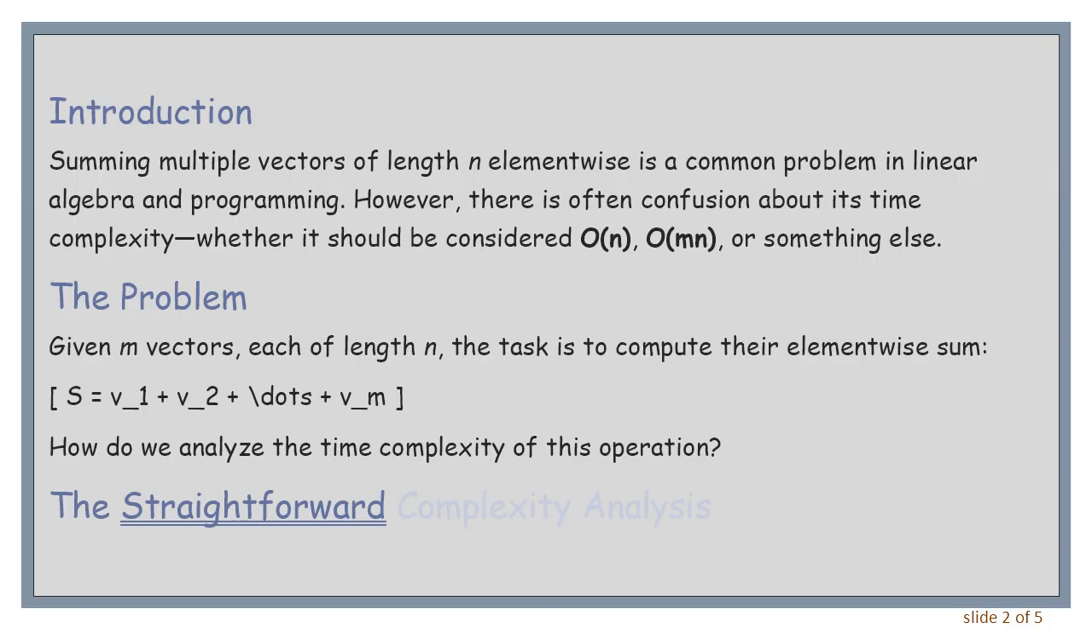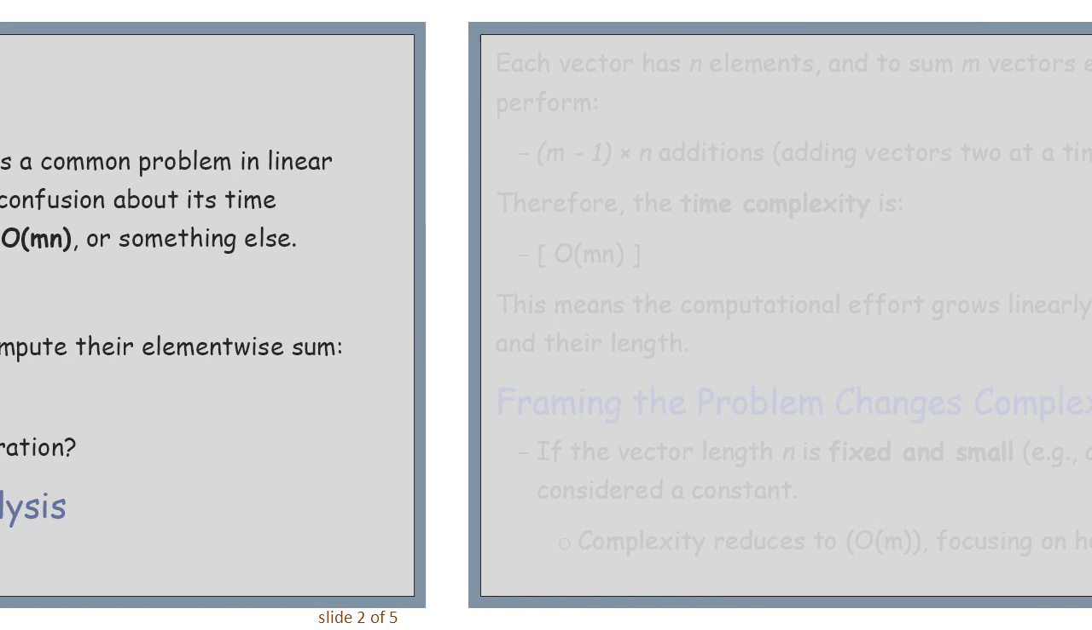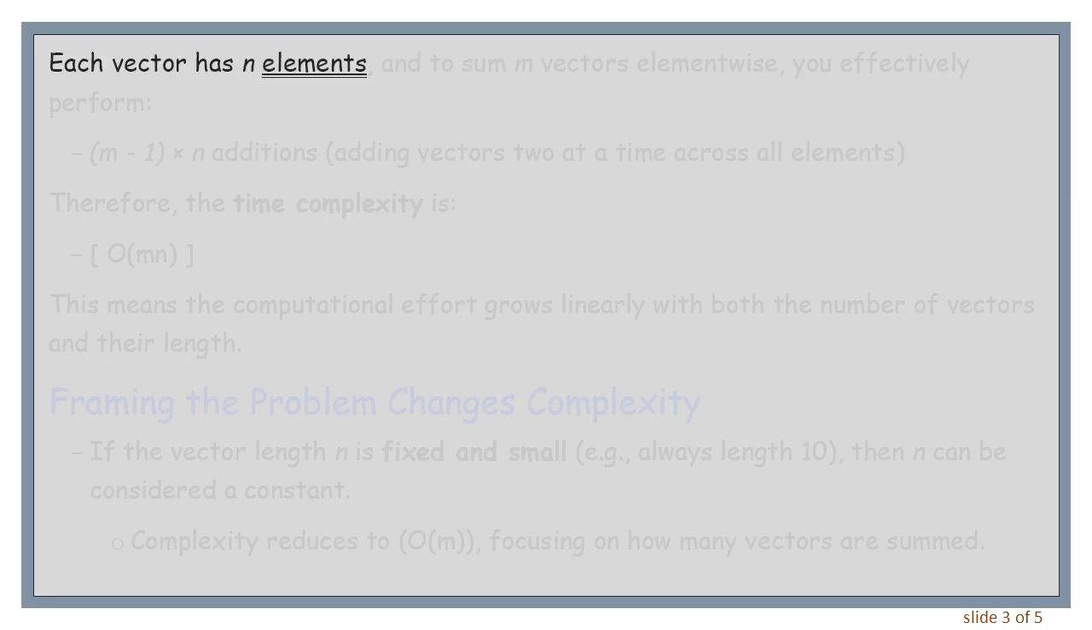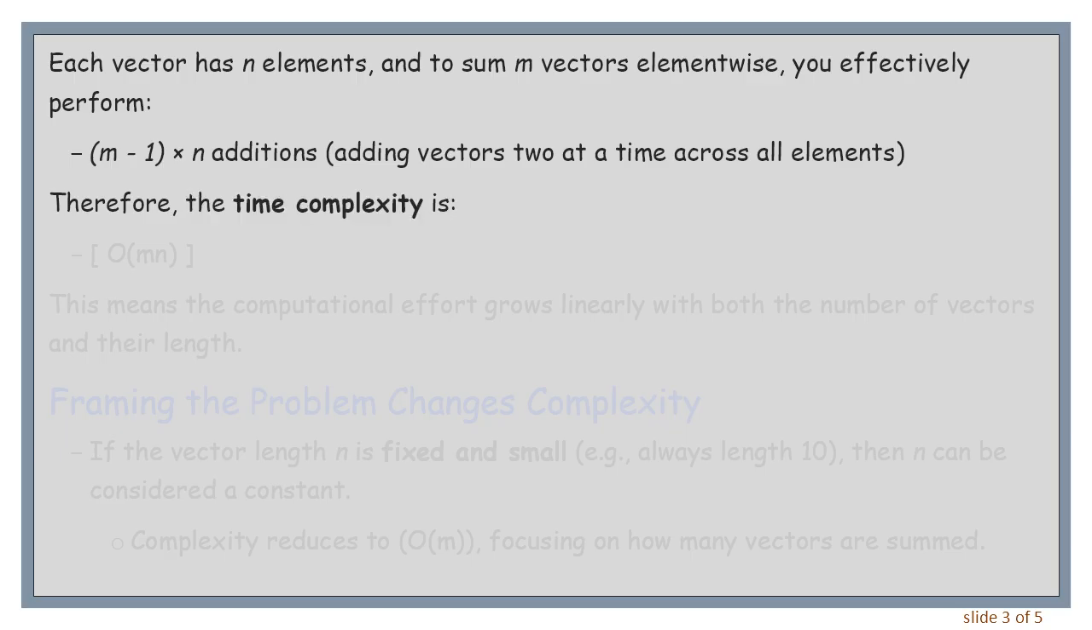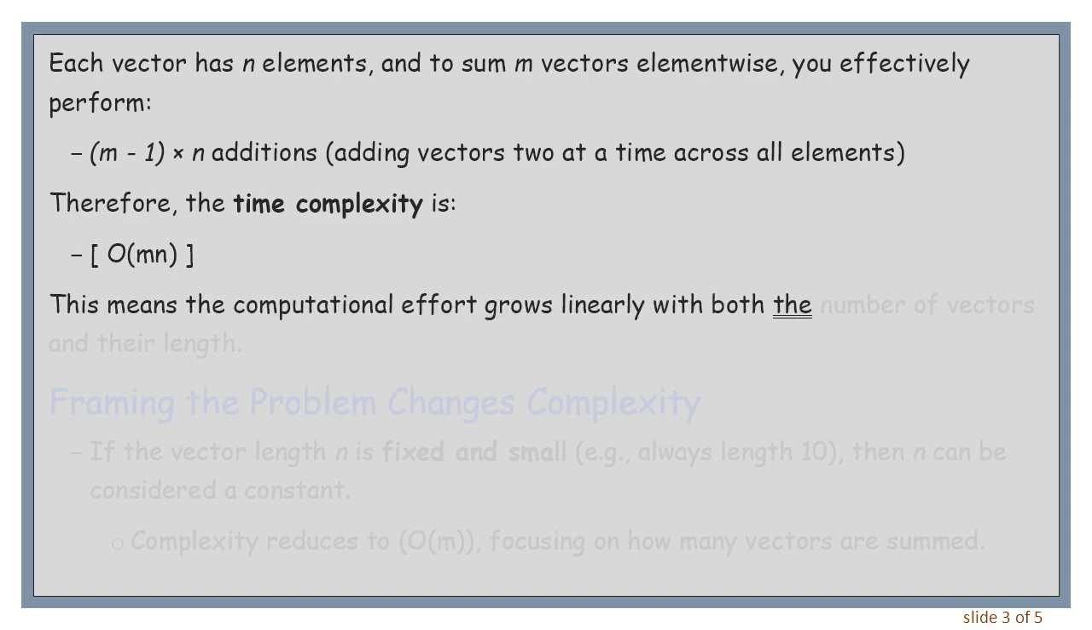The straightforward complexity analysis. Each vector has n elements, and to sum m vectors elementwise, you effectively perform m-1 times n additions, adding vectors 2 at a time across all elements. Therefore, the time complexity is mn. This means the computational effort grows linearly with both the number of vectors and their length.